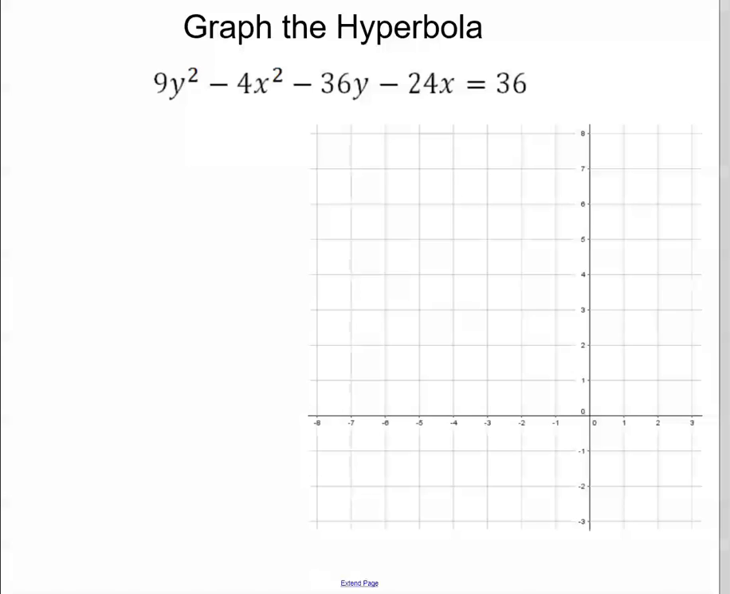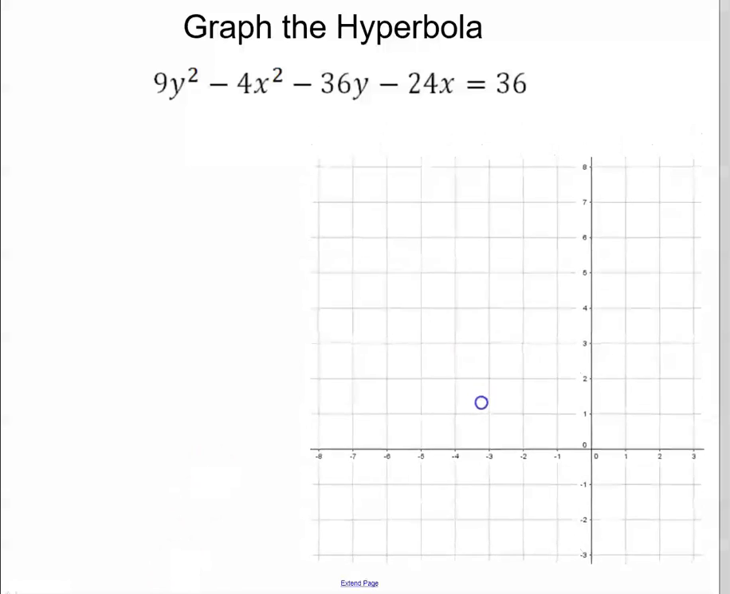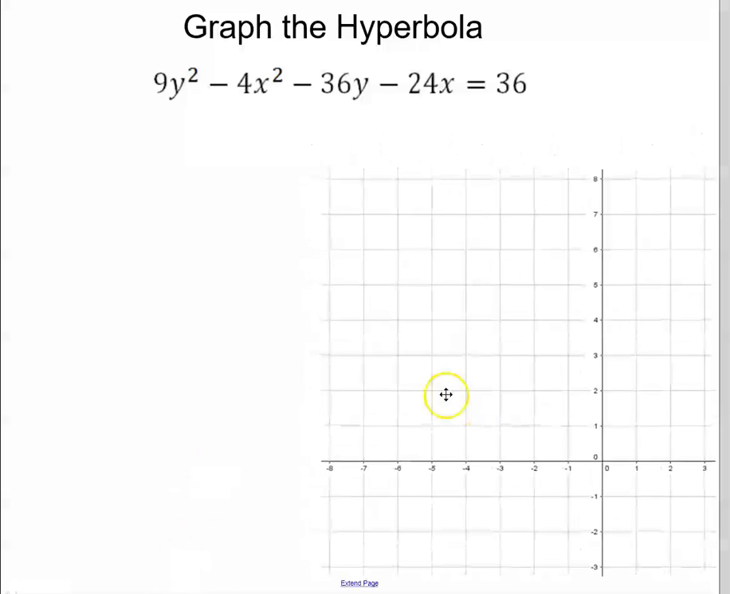ellipses, just slightly different. The main difference, which you'll notice here, is that just like with ellipses, you have a y squared and an x squared. This time you'll notice that one of the two will be negative. Not both, but one of the two will be negative.